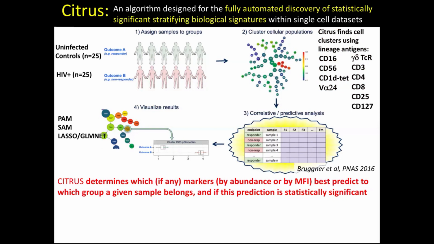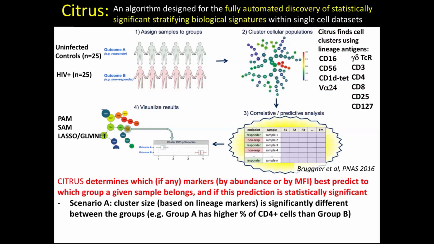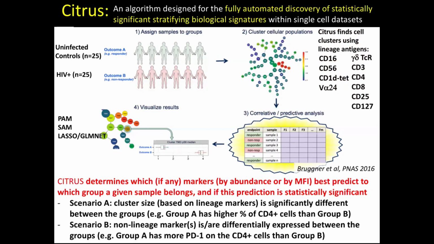You know that Citrus can assess the proportion of sample cells in each cluster and also the median level of each functional marker in a cluster of cells. So there can be several scenarios here. Scenario A would be that the cluster size based on lineage marker is significantly different between the groups. For example, group A has a higher percentage of CD4 cells than group B. The other scenario would be that non-lineage markers are differentially expressed between the groups. For example, group A has more PD1 on the CD4 cells than group B. We considered both scenarios in our analysis.